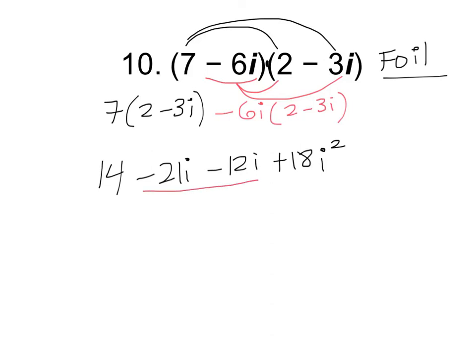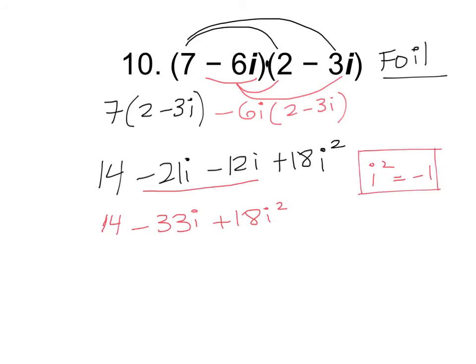So, as I can see, I have a 14, so I'm going to copy it down. I have a negative 21i and a negative 12i, so if I combine them, I get negative 33i. Now I'm going to copy the 18i squared down. After you FOIL and you combine like terms, your second step is to replace i squared by negative 1, so you need to memorize this rule. You can never have an i squared in your answer. So instead of the i squared, I'm going to put negative 1, and that's going to change the sign of the positive 18 to a negative 18.